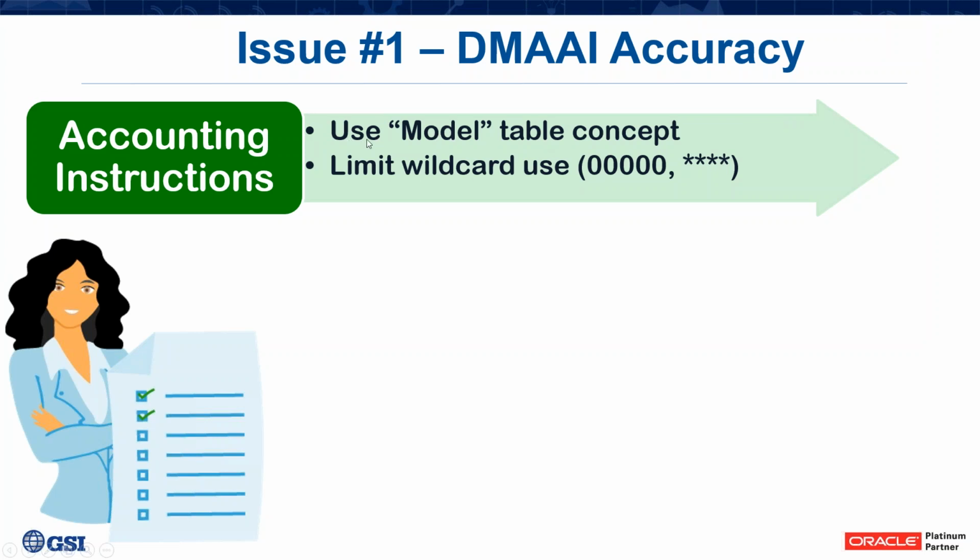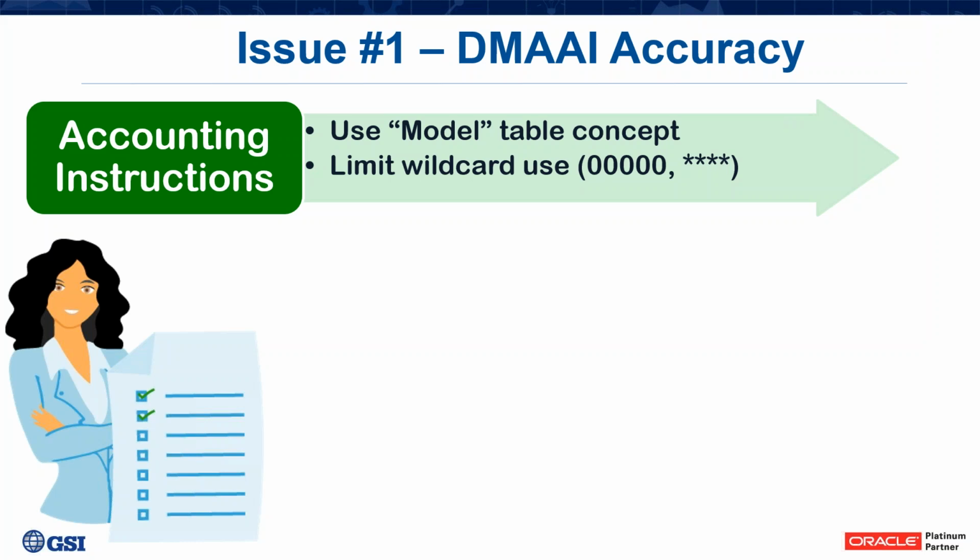So those 2 tips are using a model table concept, which I'll explain in a minute, and then limiting the use of wildcards. So if you're familiar with entry, you'll know that the company number is one of the fields you must enter for an automatic accounting instruction, and company 0 acts as a wildcard, meaning that if you have a system where you have, let's say, companies 1, 2, and 3 set up, and you enter a DMAAI for company 0, that will cover all 3 companies unless there's a specific entry.